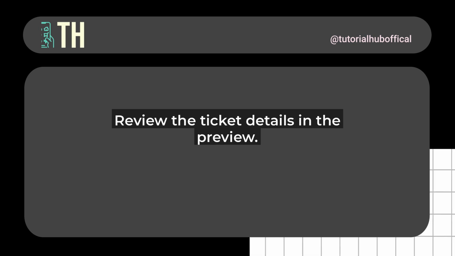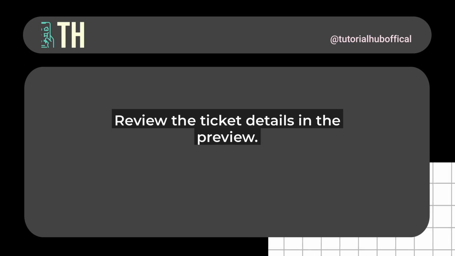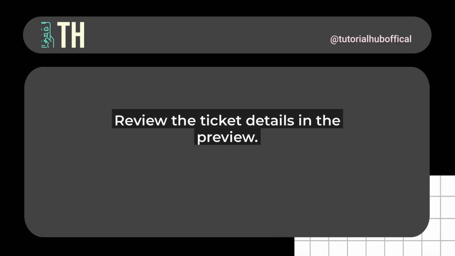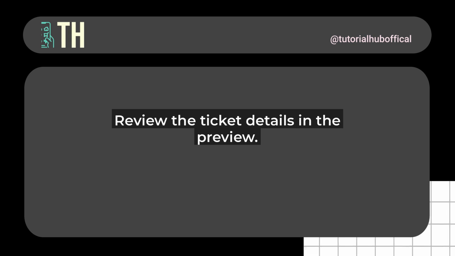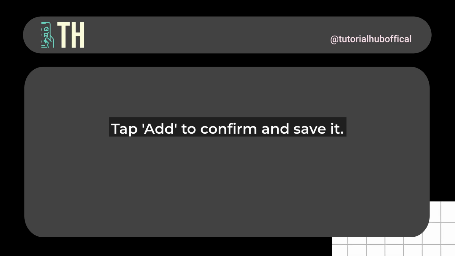Scroll through until you spot Add to Apple Wallet. Yes, that's the one. Select it, and your iPhone will process the ticket. You might see a preview at this point, so double-check the details like the event date, time, and barcode to ensure everything looks correct. If everything checks out, tap Add to confirm. Apple Wallet will handle the rest, securely storing your ticket for easy access.